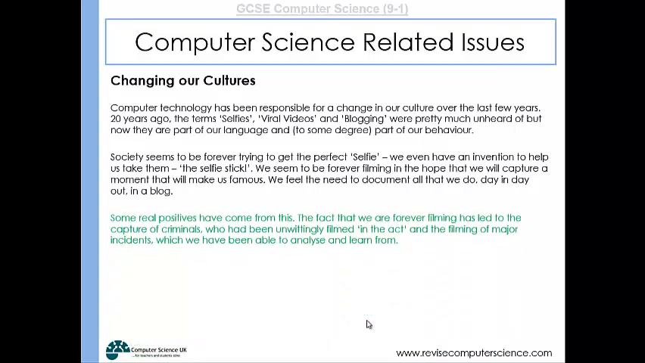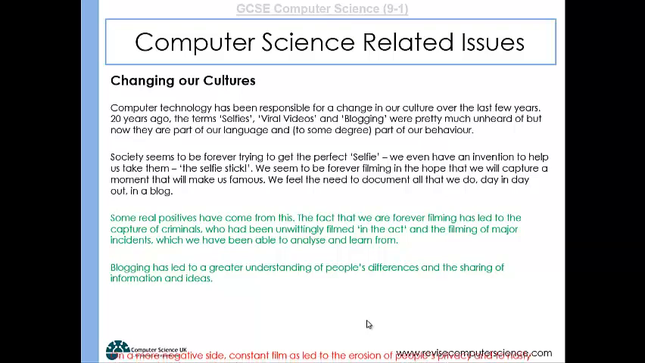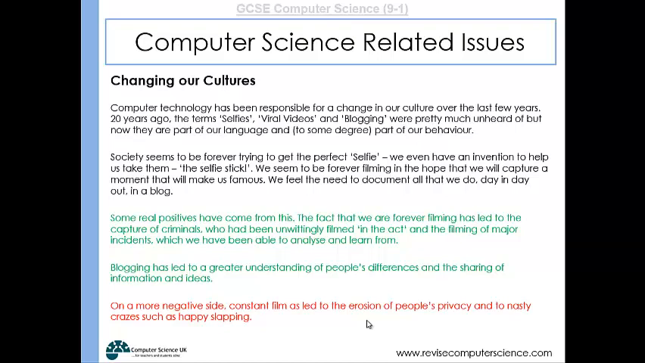And there are some positives from this. The fact that we're forever filming has led to the capture of criminals who have been unwittingly filmed in the act, and the filming of major incidents which we've been able to analyse and learn from. Blogging has led us to greater understand people's differences and the sharing of information and ideas. But on a more negative side, constant filming has led to the erosion of people's privacy and to nasty crazes such as happy slapping.